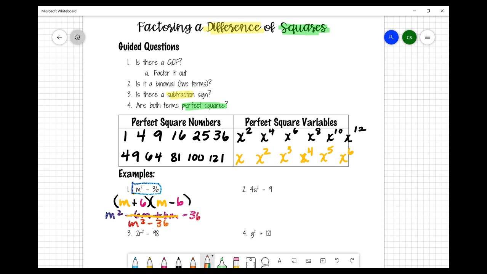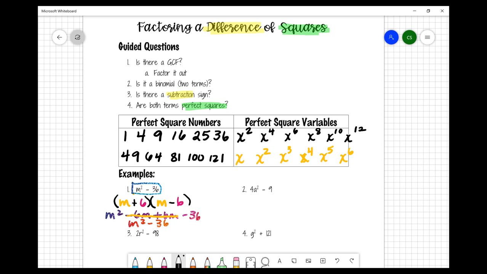All right, let's do an example when we have a coefficient. So I have 4a squared minus 9. Is there a greatest common factor between these two terms? There's no number that 4 and 9 have in common besides 1, but we don't really have to worry about that. So then I ask myself, is it a binomial?